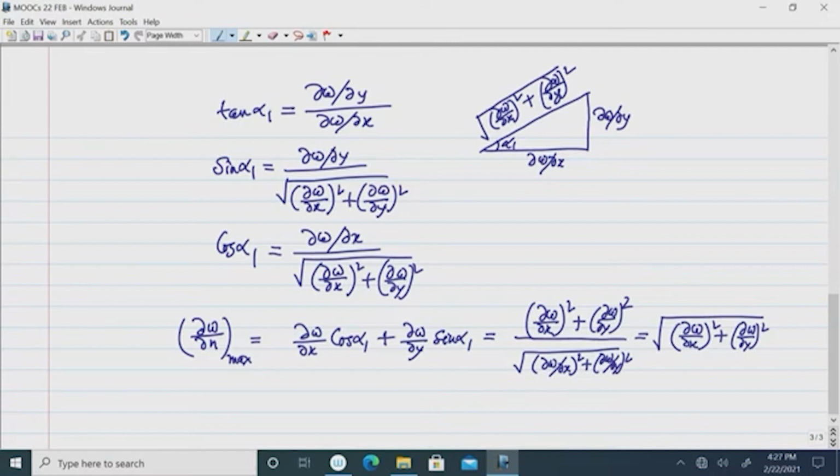So, we get the maximum slope in the slightly bent plate as the square root of the square of the slope in x direction plus the square of the slope in y direction.